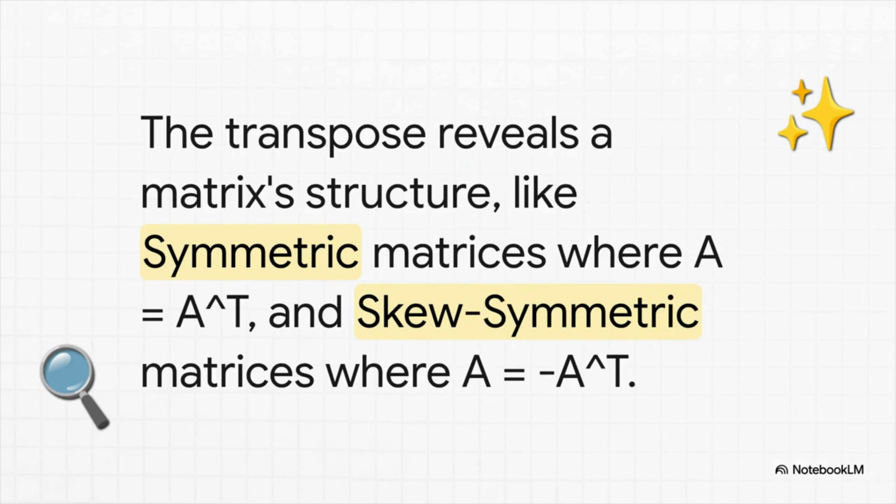So why do we care? Why bother flipping a matrix? Because the transpose can reveal the hidden inner structure of the matrix. For certain special square matrices, called symmetric matrices, transposing them does absolutely nothing. They look exactly the same. And that property is incredibly important in fields like physics and data science for understanding relationships between things.